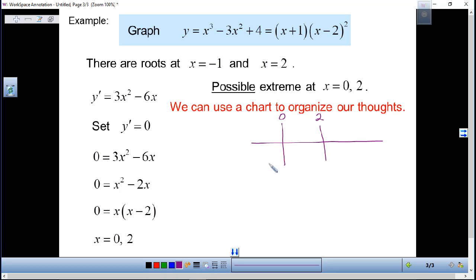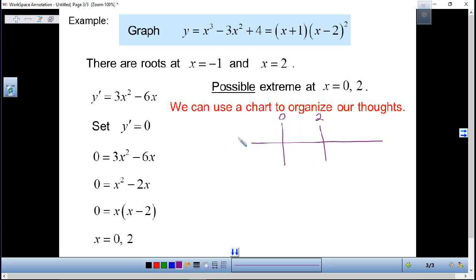How can you go from negative to positive? You have to cross the 0. So if these are the places, 0 and 2, where the derivative is equal to 0, then these are the only places where the slope can change from negative to positive or positive to negative.